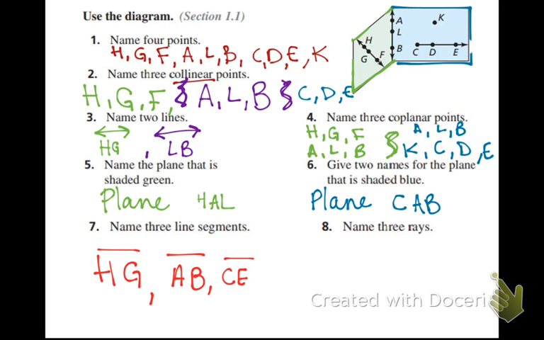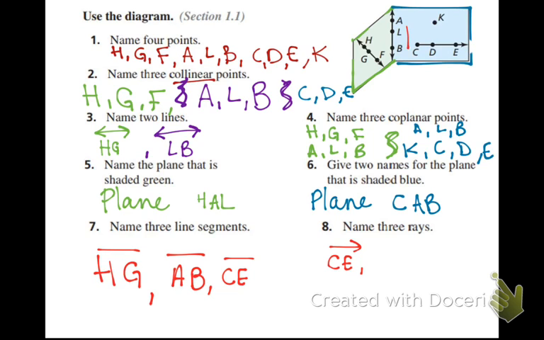But there is already a ray here. Can anybody see the ray? Yeah, ray CE. Okay, again, rays point to the right. When you're naming opposite rays, make sure you have an arrow pointing to the right. All right, so there's CE.